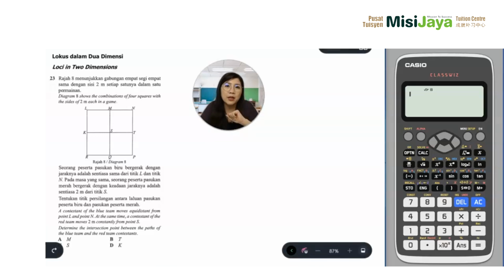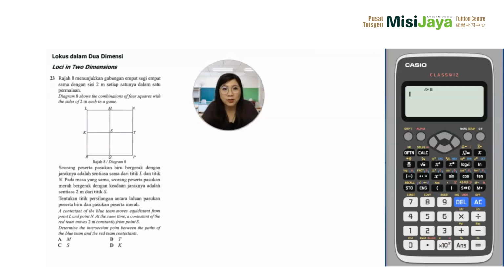But it came out in SPM 2024, which means that you have to revise back the important topics from Form 1 to Form 3, because they might come out in your paper 1, yeah? Okay, let's look at question 23. A contestant, this is diagram 8, shows the combinations of 4 squares with the sides, size is 2 meters each in a game. So 2 meters, 2 meters, 2 meters, and 2 meters.